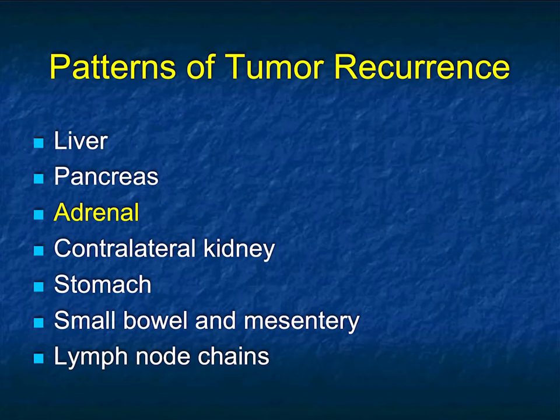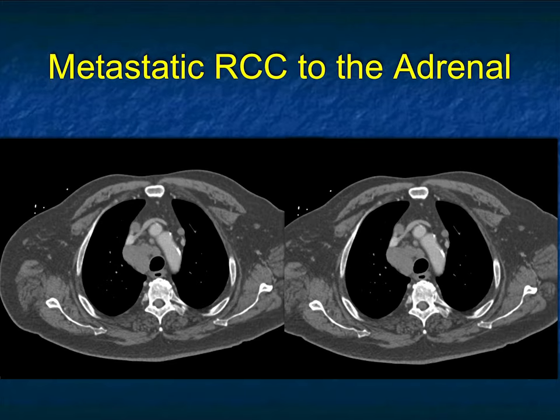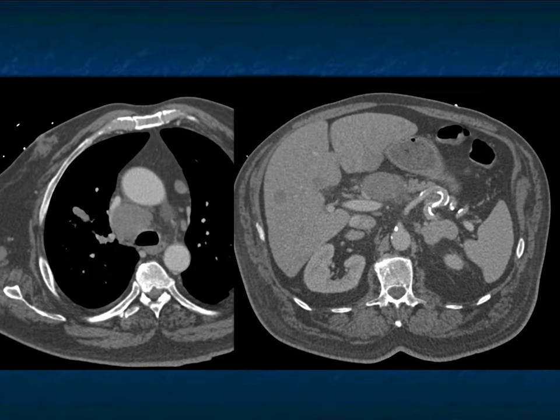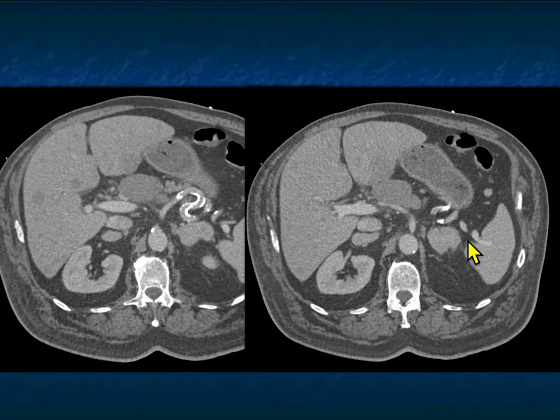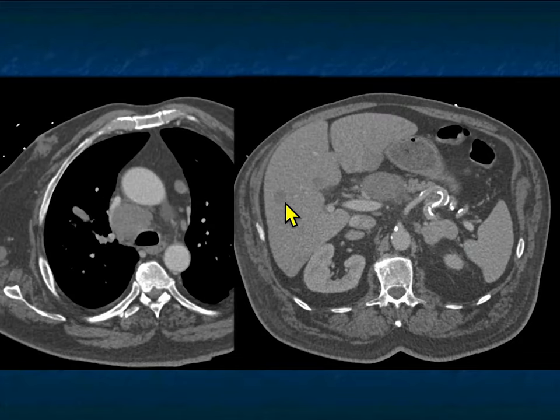Now, what else can we look at? Well, we can look at the adrenal gland. This patient has nodes in the mediastinum, so we know the patient has recurrence, and we're scanning downward. There's something going on in the patient's liver. There's something going on in the left adrenal gland. So now we have mediastinal disease. I think we may have pancreatic disease, we have liver disease, and we have adrenal.